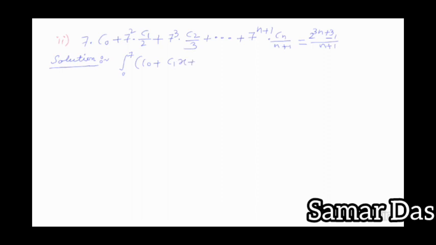Now second: 7 c0 + 7² c1/2 + 7³ c2/3 + ... + 7^(n+1) cn/(n+1) = (2^(3n+3) - 1)/(n+1). Okay, again write the binomial expansion, that is (1 + x)^n, then integrate from 0 to 7 here. As you see, the coefficients of all the c0, c1, c2 involve 7. So integrating from 0 to 7, (c0 + c1 x + c2 x² + c3 x³ + ... + cn x^n) dx is equal to the integral from 0 to 7 of (1 + x)^n dx.